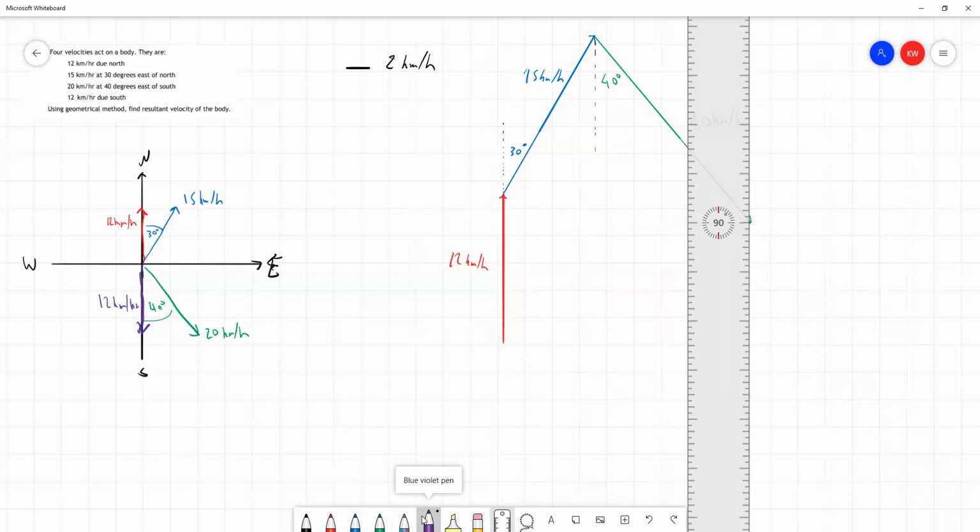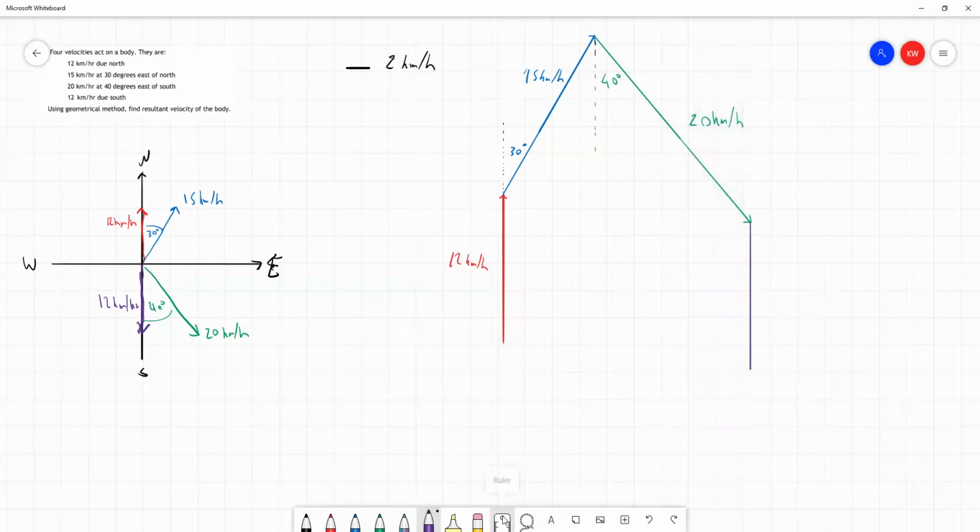It's 12 kilometers an hour, which is equal to 6 of my intervals. So I'll draw in 2, 4, and 6. I'll draw a little arrowhead there as well. And of course, this is 12 kilometers per hour.